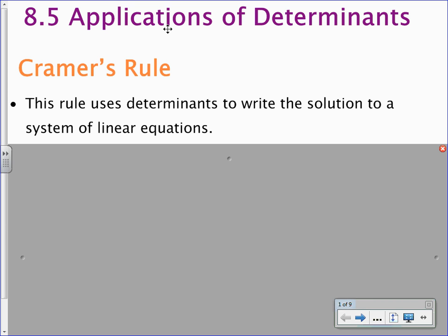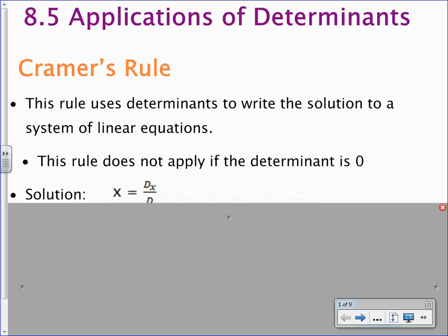So this is how it's going to work. We're going to solve each variable the same way, all with determinants. It's going to be a fraction of 2 determinants. We obviously can't do this if the determinant is 0, because we'd be dividing by 0. So this is what it's going to look like for each variable. I'm going to talk about x, and then the same thing's going to happen for y, z, however many variables you have.